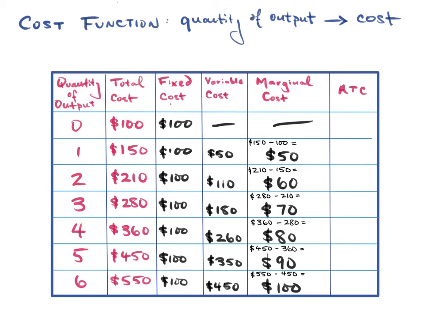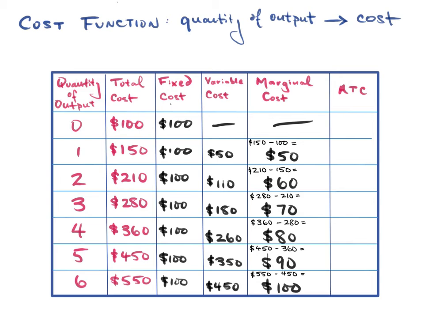Producing the second widget increased the firm's costs by $60. So we say that the marginal cost of the second widget is $60. The marginal cost of the third widget is $70. In other words, producing the third widget increased the firm's costs by $70 from 210 to 280.